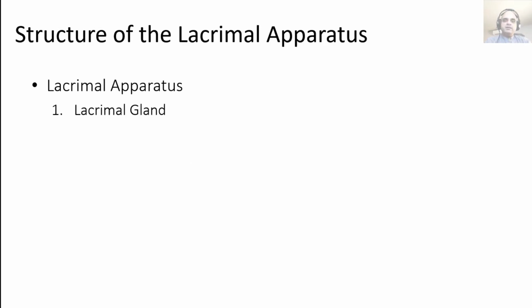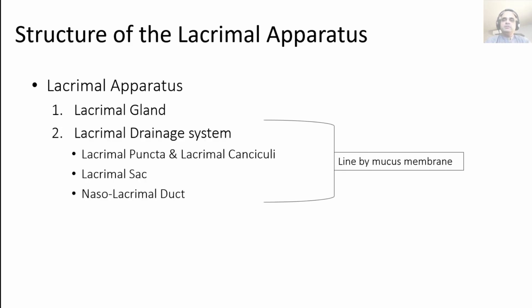So the lacrimal apparatus in its entirety starts off from the lacrimal gland, which is responsible for producing the aqueous or the watery component of the tear film, and the lacrimal drainage system, which is responsible for moving all of the tears out of the eye or the adnexa. So the lacrimal drainage system is made up of the lacrimal puncta and the canaliculi. We'll go over these structures in a bit, the lacrimal sac and the nasolacrimal duct. All of these structures, from the puncta all the way down to the nasolacrimal duct, are lined by mucous membrane.